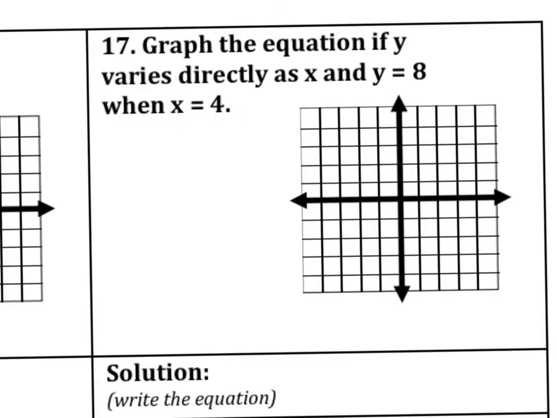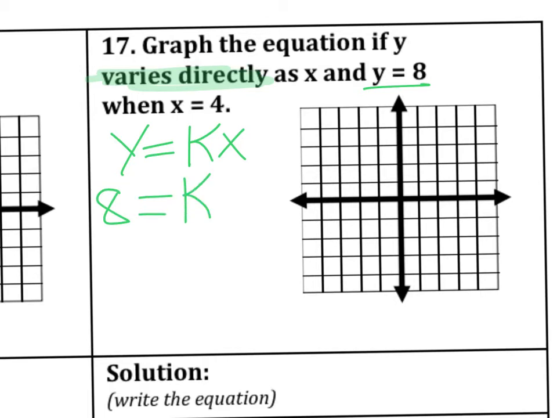All right, keyword here for number 3 is, oh, that's not a highlighter. There we go. Varies directly. So we need to remember that we're going to be using our direct variation formula, which is y equals kx, and it gave us y equals 8. So let's replace the y with an 8. K is what we're solving for, and x is 4.